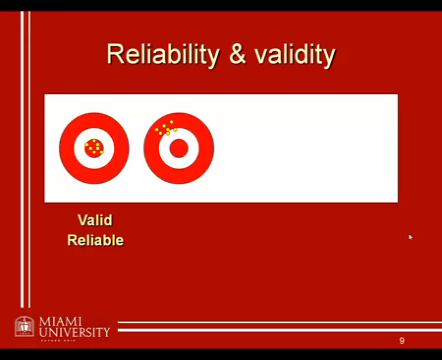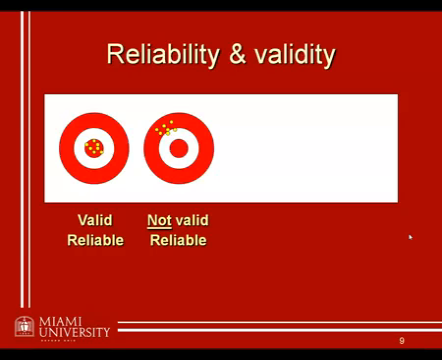This would be a situation where we are indeed hitting the same part of the dartboard every time, but it's not the part we want to be hitting. So we're being very consistent, but we're not being very accurate. That is, we do in fact have reliability, but we don't have validity.